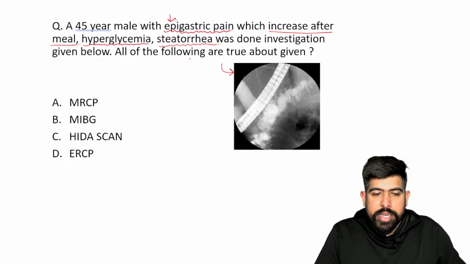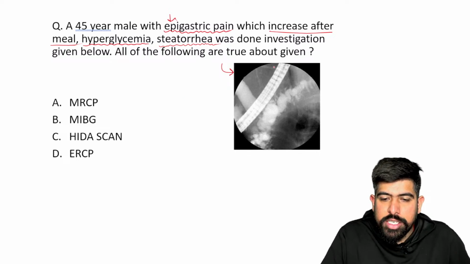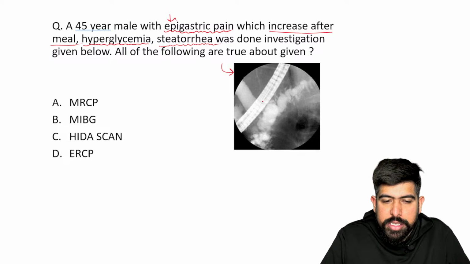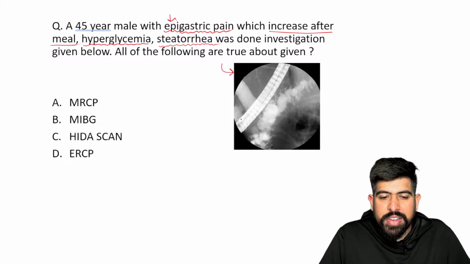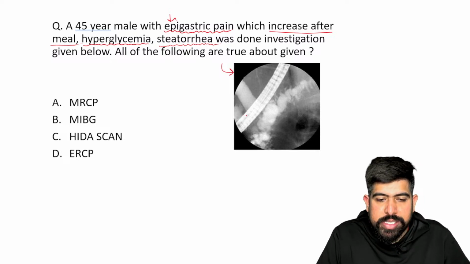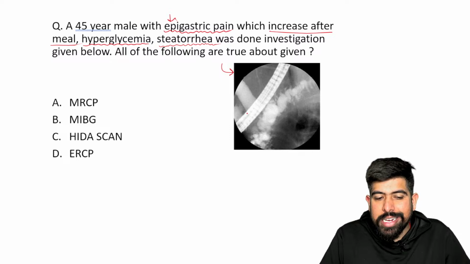Right, so let's talk about it. As you can see, it is clearly mentioned, as the doctor is also replying in the comments. So we can see this pipe will be visible in this, right? So there are the options given: MRCP is there, MIBG is there, HIDA scan is there, and ERCP is there.